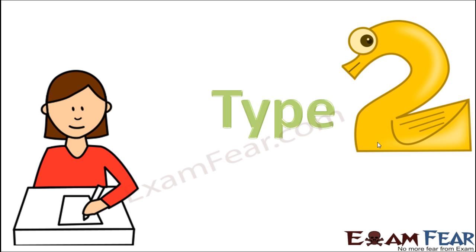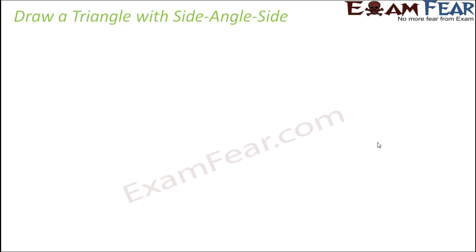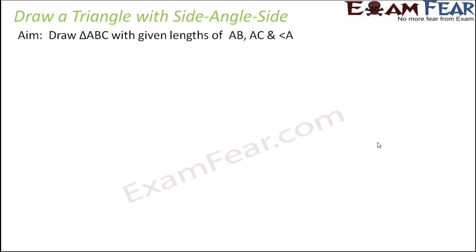Let us now look at the type 2 construction of triangle. In type 2, we are going to talk about those triangles where we are given the lengths of two sides and the angle included between those two sides. So how do we proceed with this side angle side kind of a triangle? In this case, our aim is to draw a triangle ABC such that the lengths of AB and AC are given and the measurement of angle A is given.